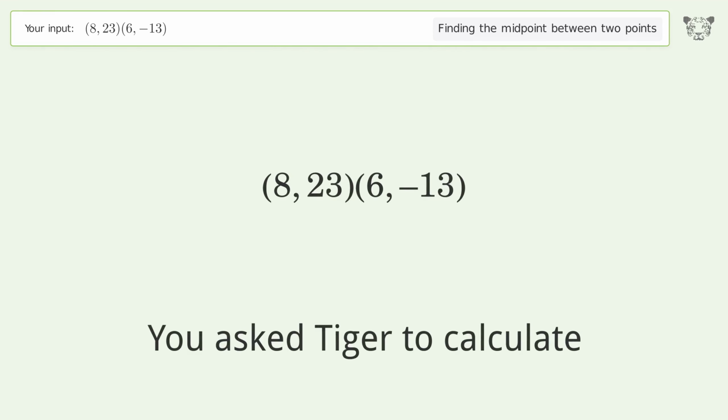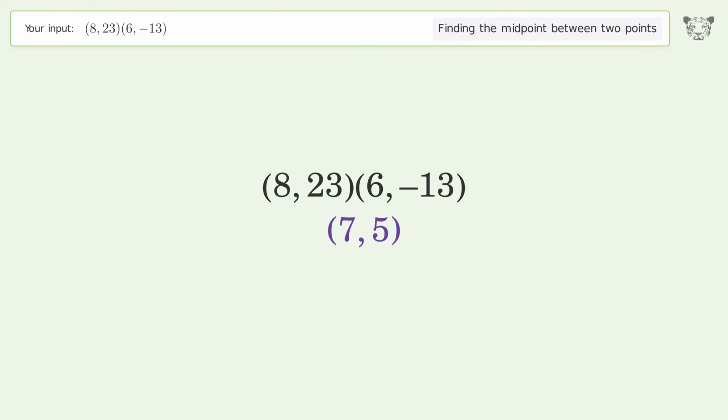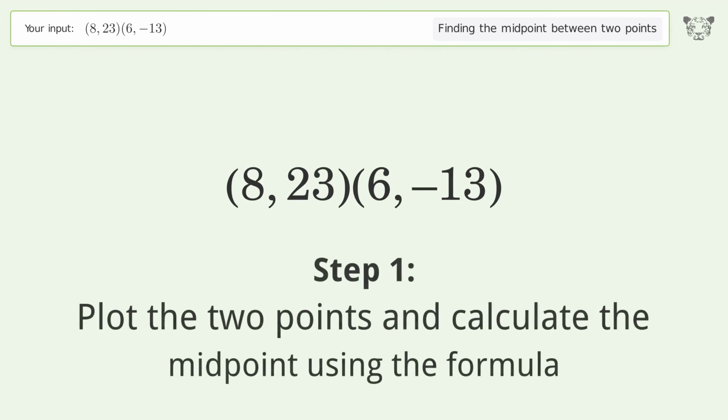You ask Tiger to calculate. This deals with finding the midpoint between 2 points. The midpoint between the 2 points is 7,5. Let's solve it step by step. Plot the 2 points and calculate the midpoint using the formula.